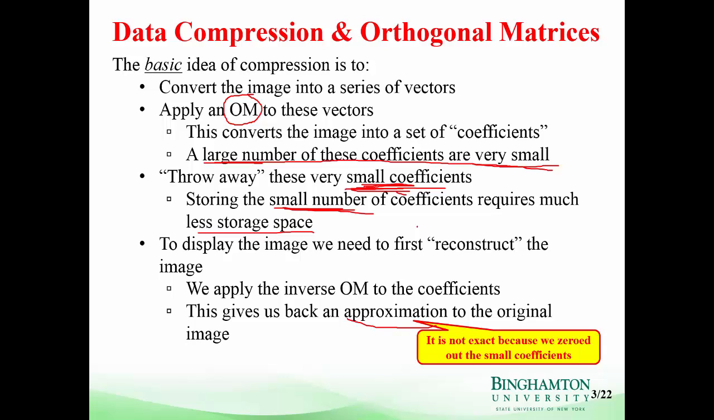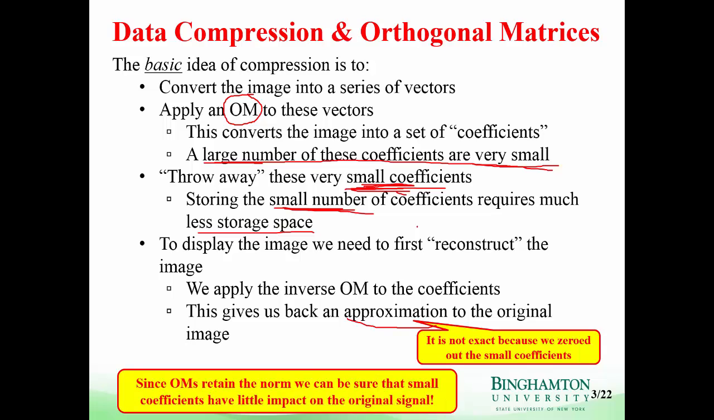So, as we said, this is not an exact reproduction or reconstruction of the original image. It's an approximation because we threw away or zeroed out all of the large number of small coefficients. Now, the important thing here, and one reason that we use orthogonal matrices, is that, as we saw, orthogonal matrices retain the norm. So the norm before and after the transformation is the same.